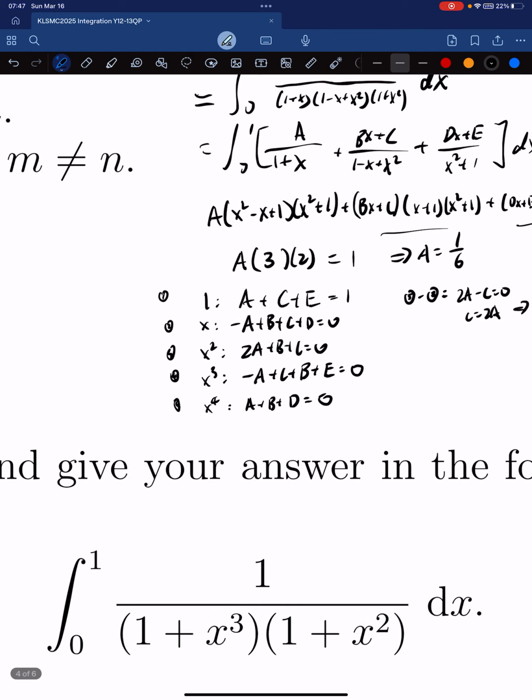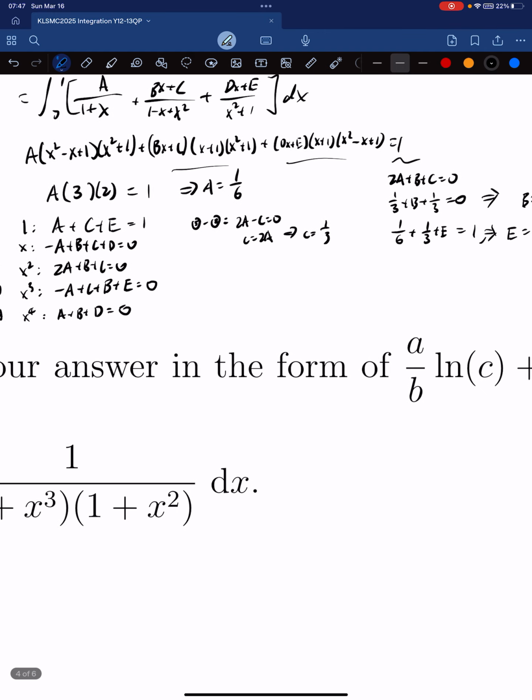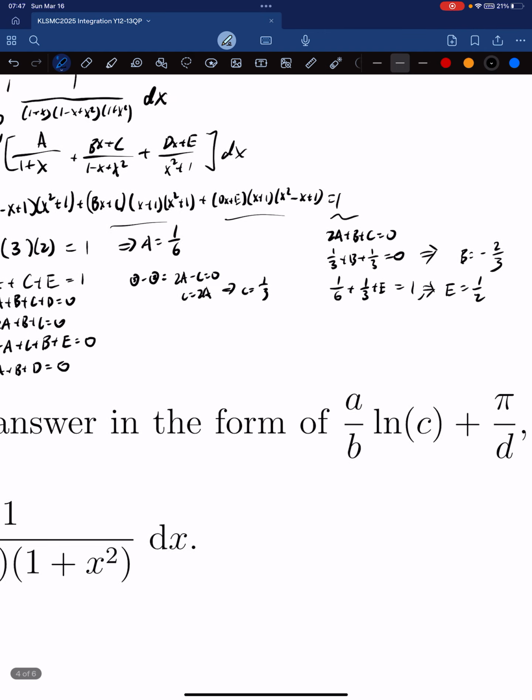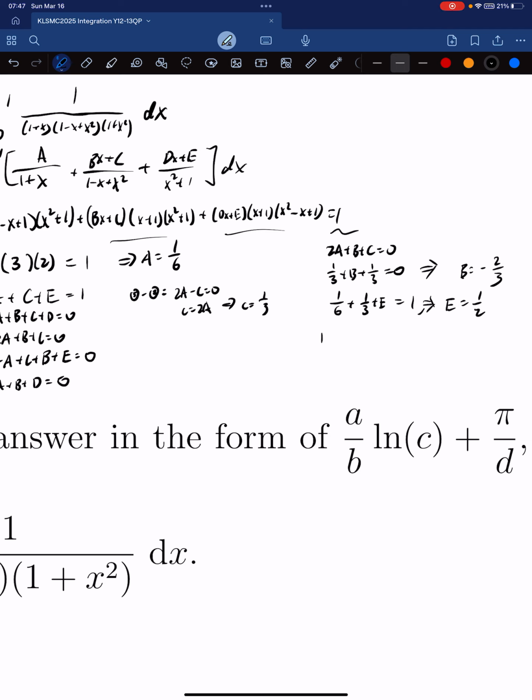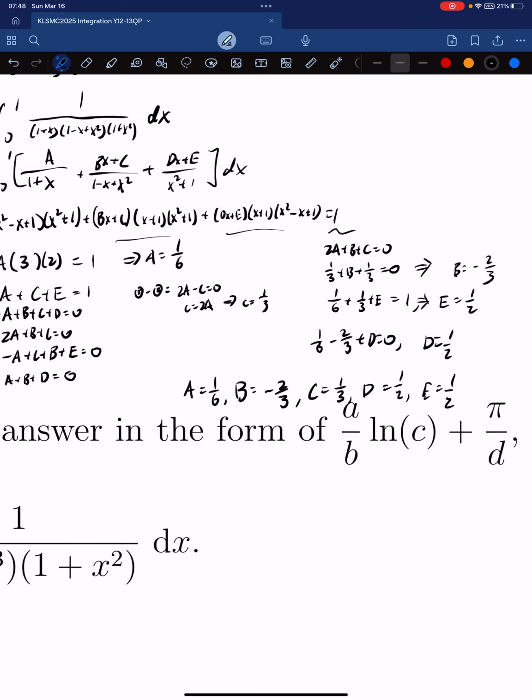And by considering the last equation, a plus b plus d equals 0, because we know a and b, we can find d the same way. So 1 over 6 minus 2 over 3 plus d equals 0. So d is 1 over 2. So we get a equals 1 over 6, b equals negative 2 over 3, c equals 1 over 3, d equals 1 over 2, and e equals 1 over 2.